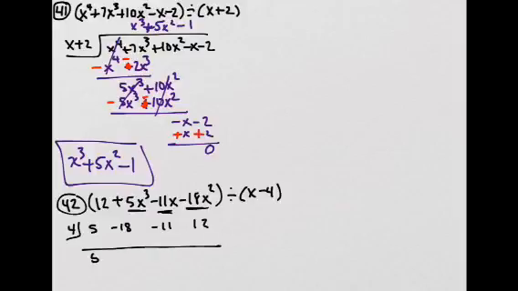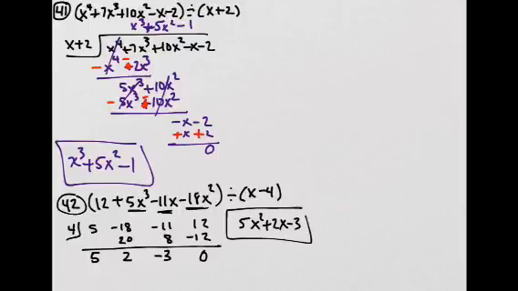So bring down the 5. 5 times 4 is 20. 20 minus 18 is 2. 2 times 4 is 8. Negative 11 plus 8 is negative 3. And negative 3 times 4 is negative 12. And the remainder is 0. So the quotient is 5x squared plus 2x minus 3. And all they want you to do here is use synthetic division to divide. So that's the answer right there.